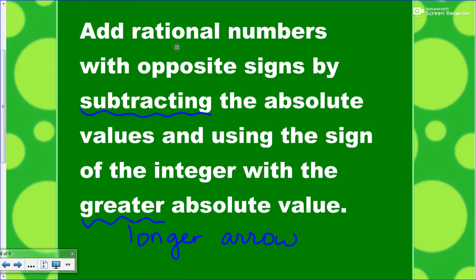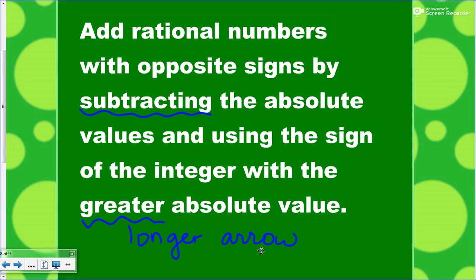Rule: when you add rational numbers, again, integers, fractions, decimals, regular numbers, with opposite signs, so one positive and one negative, it's super important. You do it by subtracting those absolute values and using the sign of the number or the integer with a greater absolute value, or that longer arrow. So when our signs are opposite, we subtract. Even though there's a plus sign in the problem, we're still going to minus it, and the one farther away from 0 is going to carry the sign.